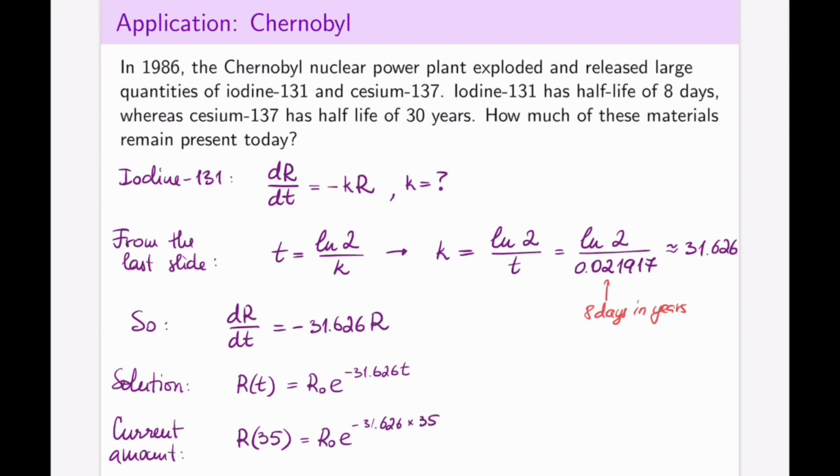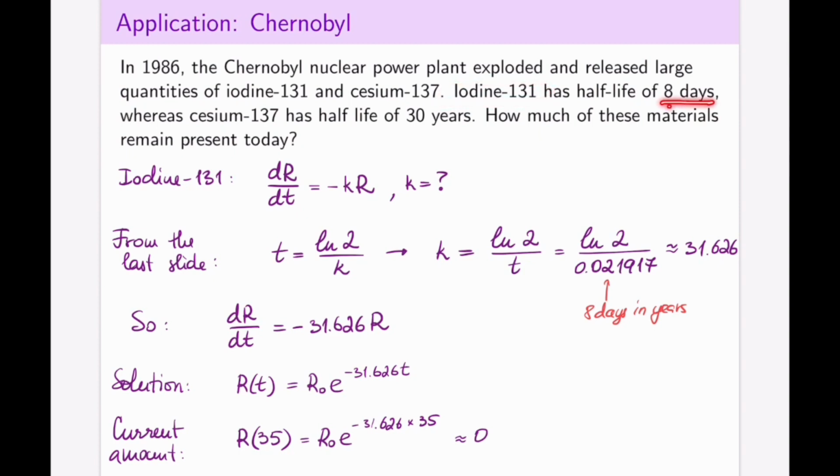And then you can plug this into your calculator to figure out what number it actually gives you. And you're going to notice that this gives you 0. Well, is this something that we actually expect to have happened? That there is almost no, or in the limit, no amount of iodine-131 left? Yes, I think that makes perfect sense.